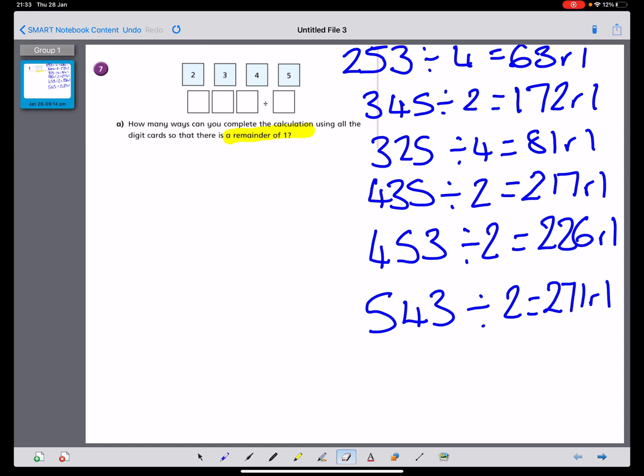And 543 divided by 2 gave us 271, remainder 1. So there were 6 different options. They were all an odd number divided by an even number. And as I say, we had to do a bit of trial and error there, and you're going to have to do the same for number 8. I hope that was helpful.